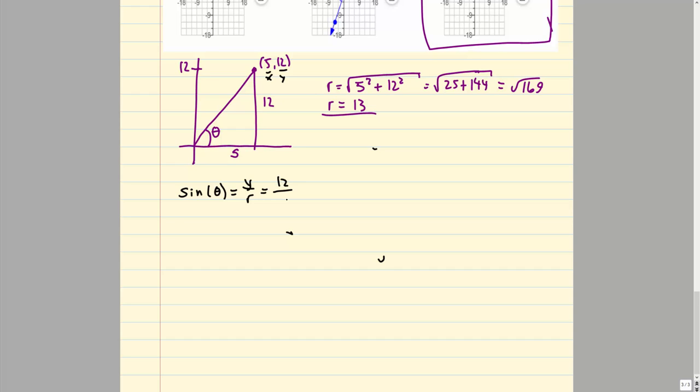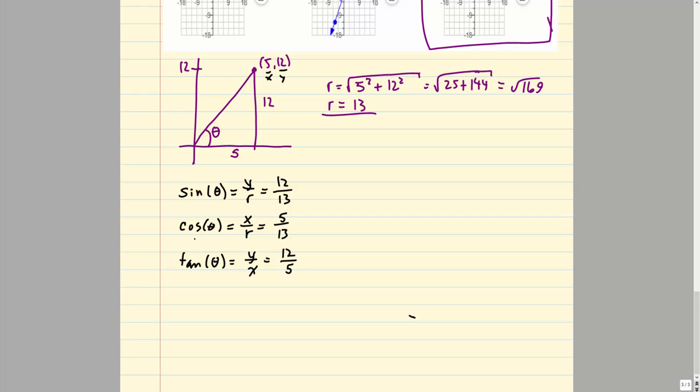So this would be 12 over r, which is 13. Now if I can reduce this, I should, but this is not reducible, so I leave it as is. The cosine of theta is equal to x over r. X in this case is 5, so 5 over 13. Tangent theta is equal to y over x. So that's going to be equal to 12 over 5.